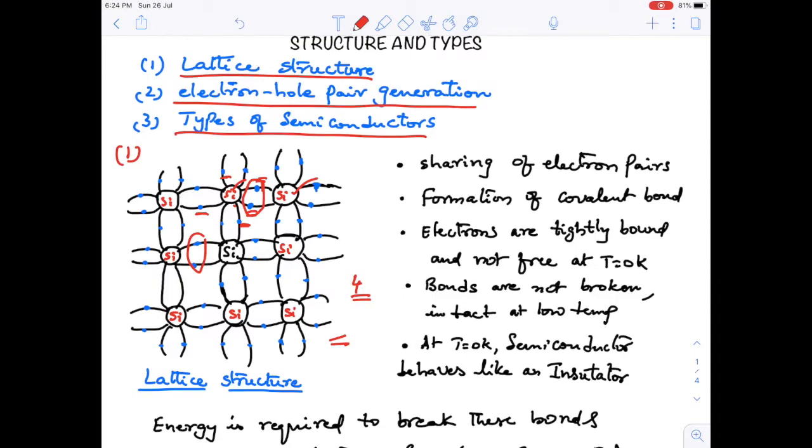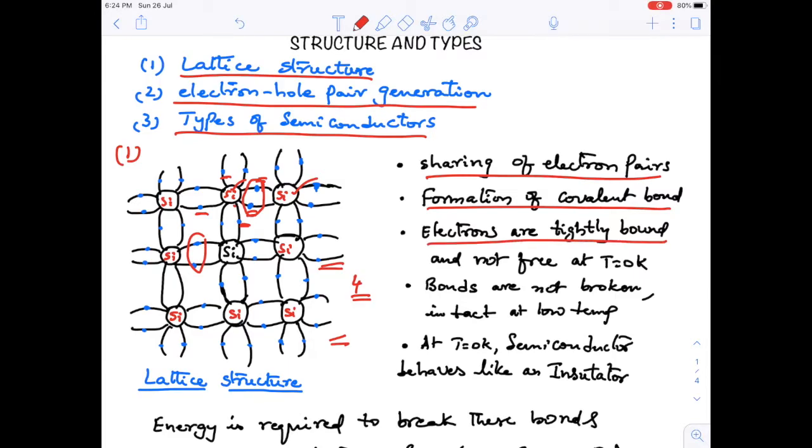So first thing is what? Sharing of electron pairs. Thereby what is happening? There will be a strong bond formation. So a covalent bond forms. Sharing of these electrons between 2 neighboring silicon atoms will form a strong covalent bond. And therefore, what is happening? The electrons are tightly bound.